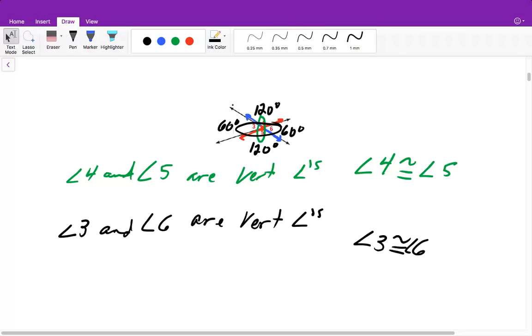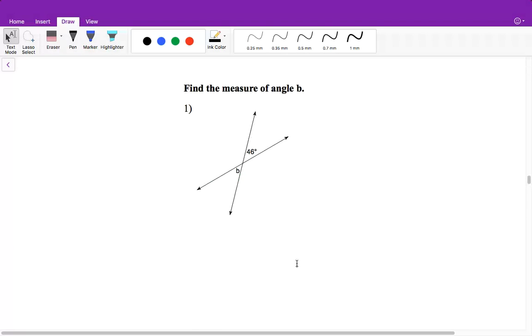All right, now there are just a couple of examples we're going to go through. This one should be nice and easy. Find the measurement of angle B. Well, angle B and this 46 degrees are vertical angles, and we know they're equal to each other. So the measurement of angle B is equal to 46 degrees. It's nice and easy: our vertical angles are equal to each other.